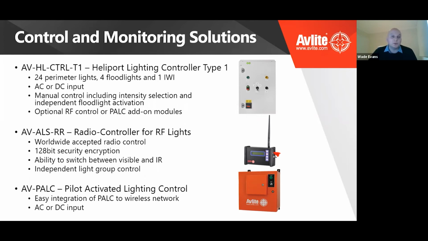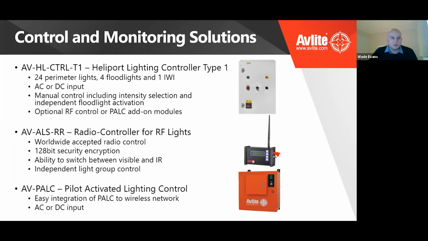It can service up to 24 perimeter lights, 4 floodlights, and 1 windsock. Comes in either AC or DC variants in terms of the input. Obviously, we see a lot of AC inputs given the application. It has a manual control, including intensity selection and independent floodlight activation. That's really critical because, once again, some people and some implementations don't particularly like the floodlight activation, so we've made it independent, and that allows it to be enabled on preference.